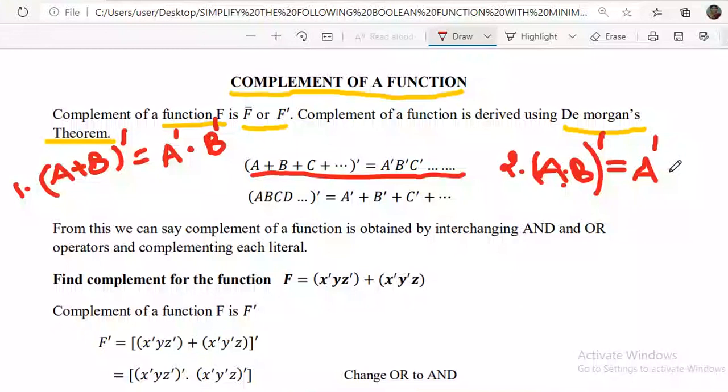These two concepts we are going to use for taking your complements.